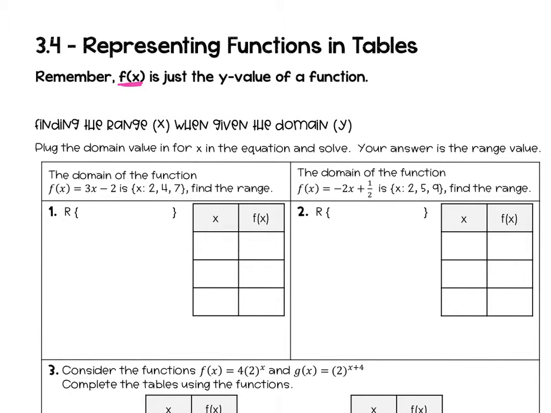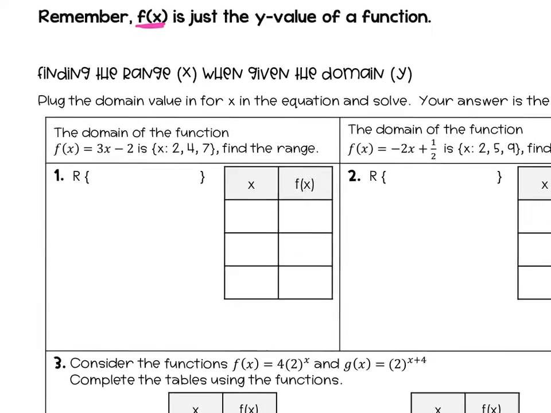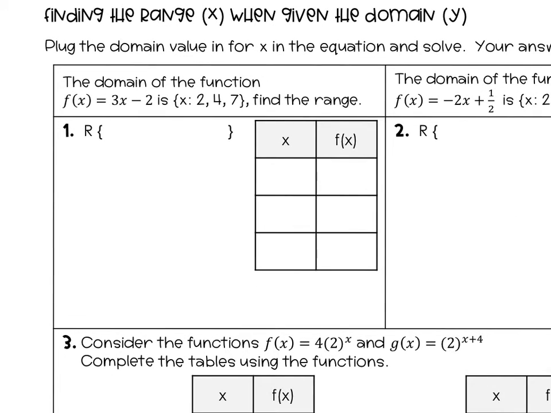Okay, so I'm just going to get you started off here, and we'll look at number 1. It gives us the domain. So it says the equation is f of x equals 3x minus 2, and then the x value or the domain is 2, 4, and 7. If they give us multiple, we're going to plug in multiple times, okay? I'll write out the first one, and then you guys can try the next one.